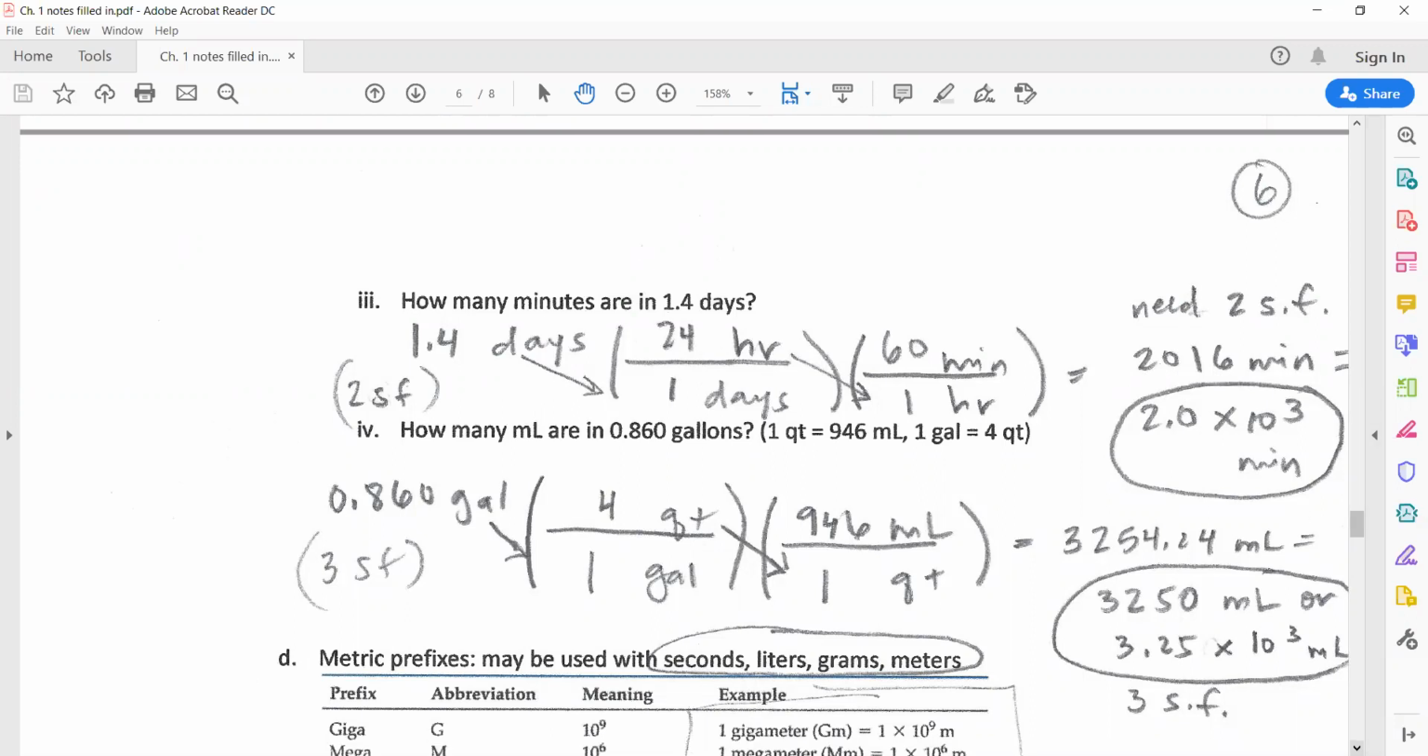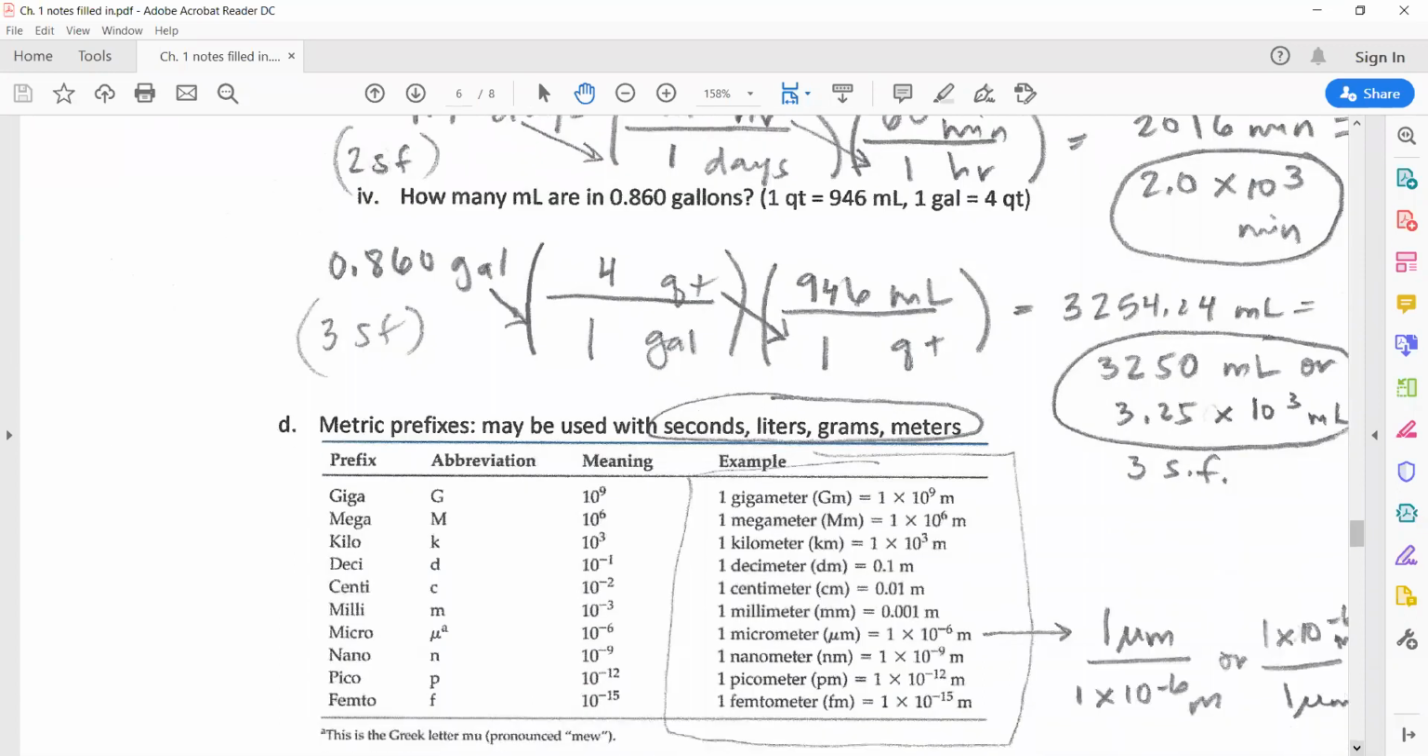And then the last example there, how many milliliters are in 0.860 gallons? And I have a couple of conversion factors given here. So I start with my given gallons. Immediately I take gallons and put that unit on the bottom. And I look at my given conversions. Well, gallons to quarts is given to me, so I'll go ahead and go gallons to quarts, a 1 and a 4. But that's not where I'm supposed to be yet, at the end.